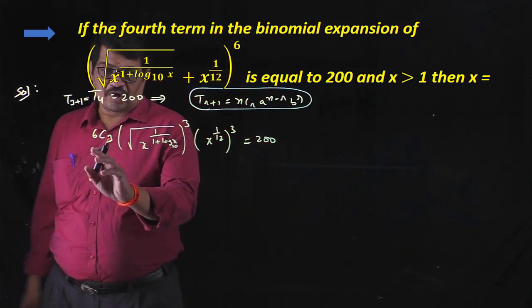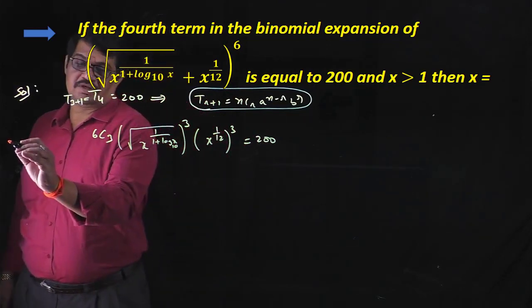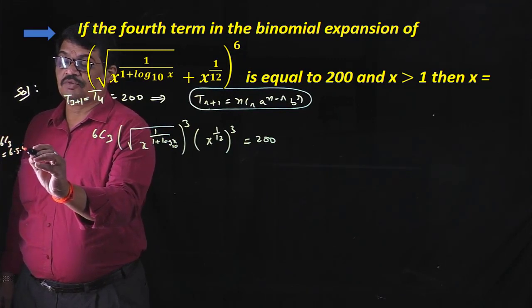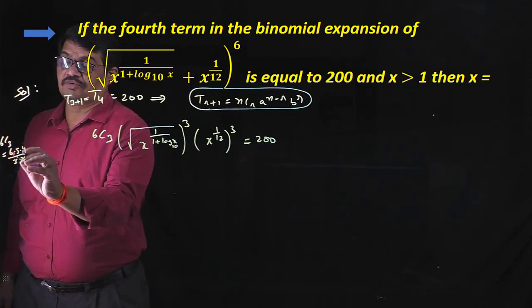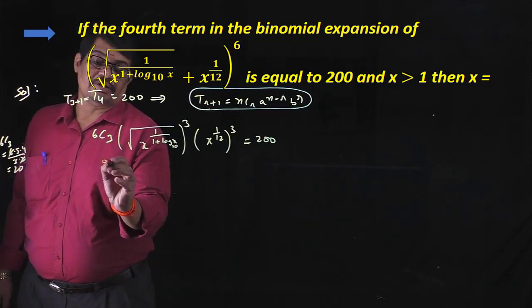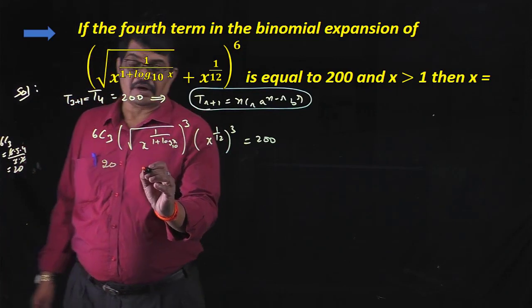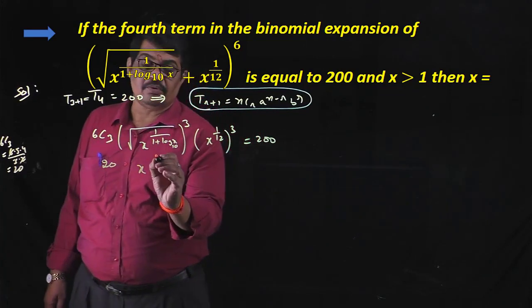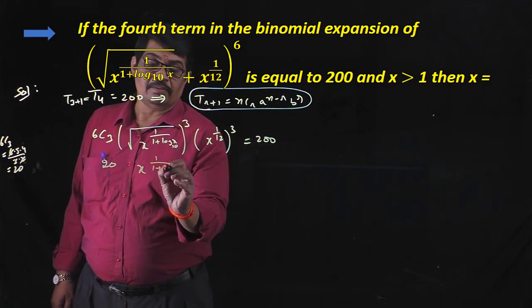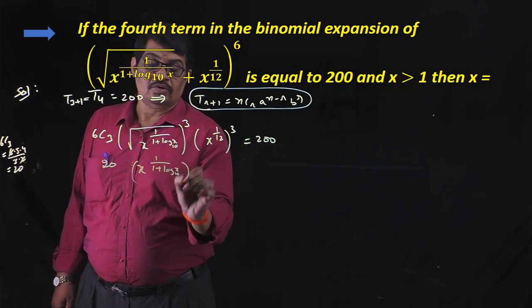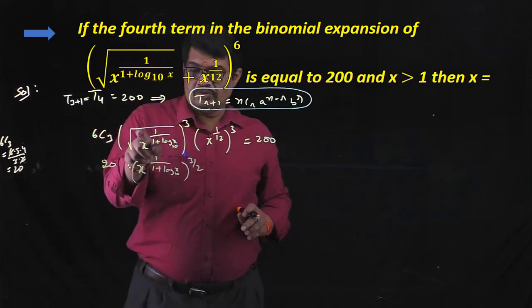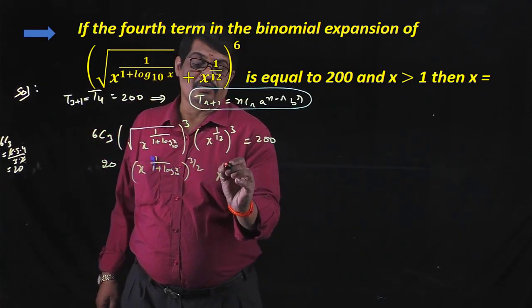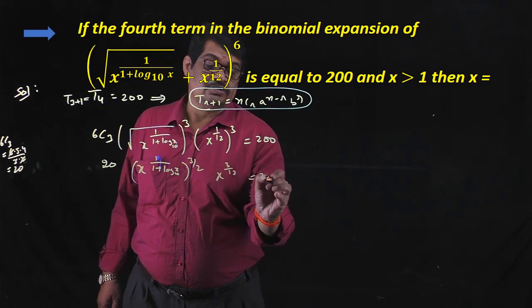Now what is the value of 6C3? That is 6 into 5 into 4 by 3 into 2 into 1, that is 20. So the value is 20. Here square root is nothing but power 1 by 2, so x^(1/(1+log x base 10)) whole to the power of 3 by 2. Root is power 1 by 2 into 3, that is 3 by 2. Here x^(3/12) equals 200.